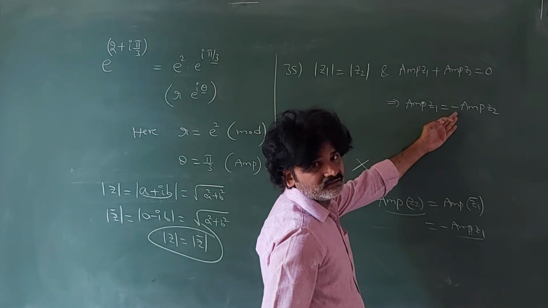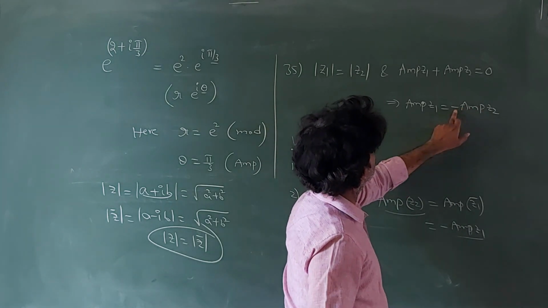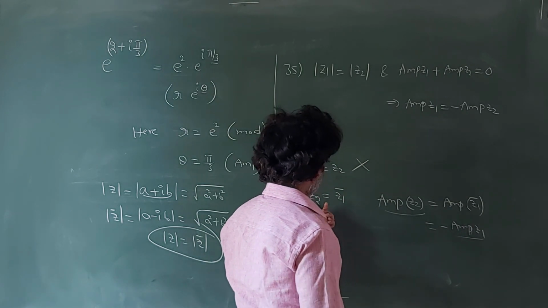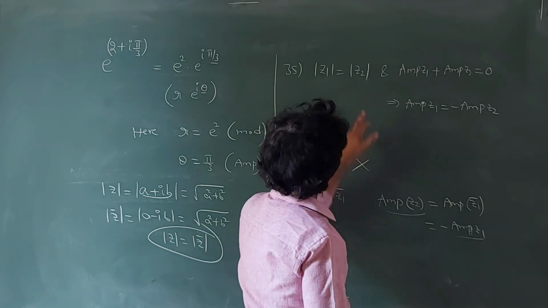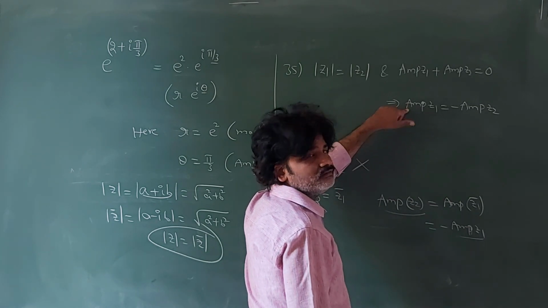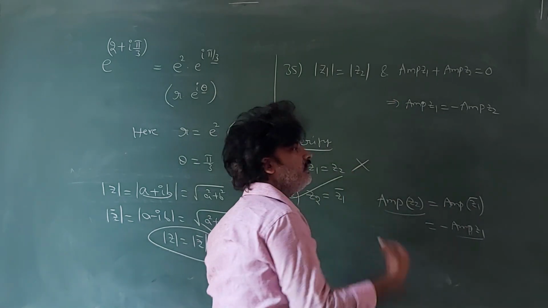The same we got, or not? Amplitude of z2 equals minus amplitude of z1, sending that minus to the other side. Means if you take z2 equal to z1 bar, both these two conditions are satisfied or not? Yes. Means this is the answer.